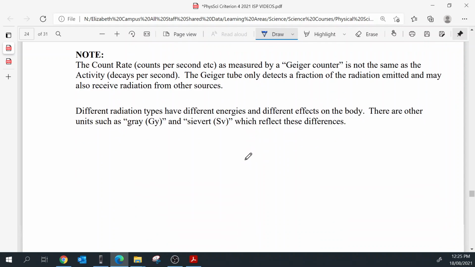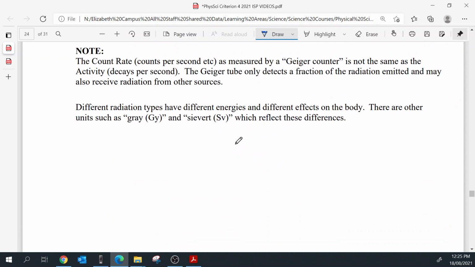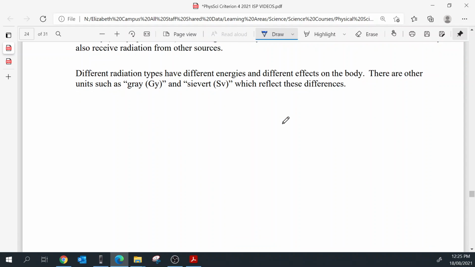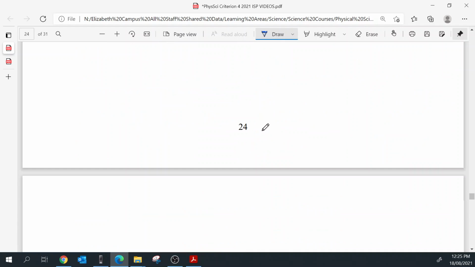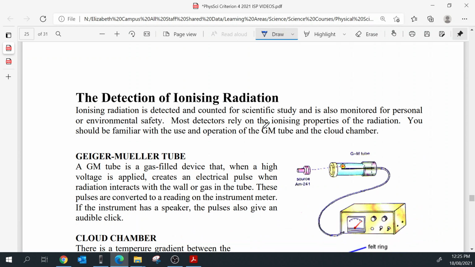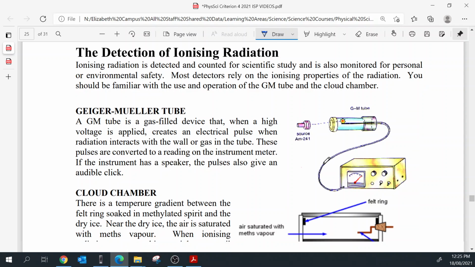Different radiation types have different energies and different effects on the body. There are other units such as the gray, but you just have to focus on becquerels in this one. And then the other thing, there's a lot of notes in here. Detection of ionizing radiation, Geiger.